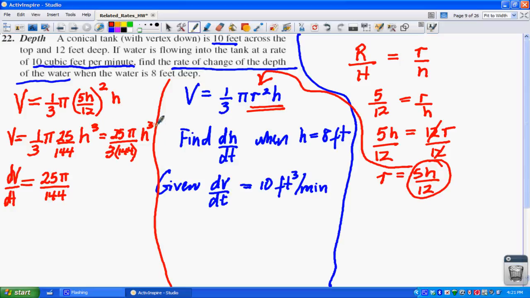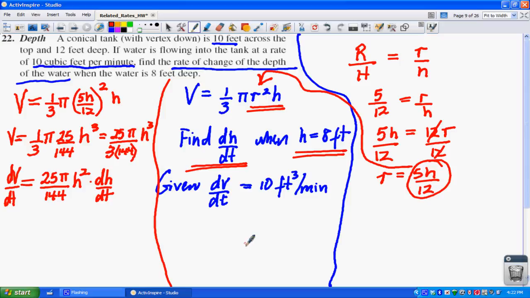All right. Then minus 1 from the original exponent, so you should get h to the second power. Now, the key thing is times the derivative of h with respect to time. So you should get dh dt. Good? So that's what you get right there. Now, remember, we're trying to find dh dt when h is equal to 8.